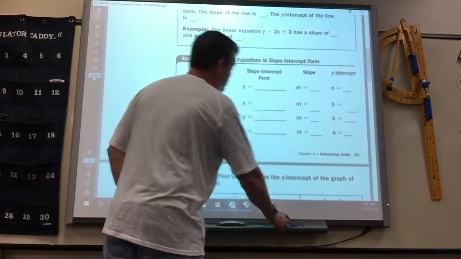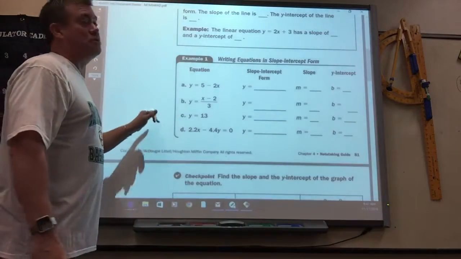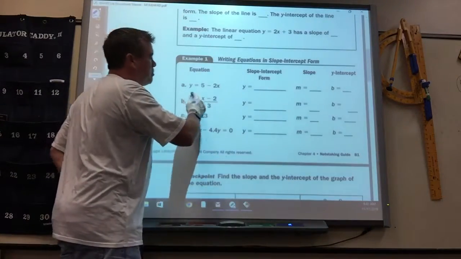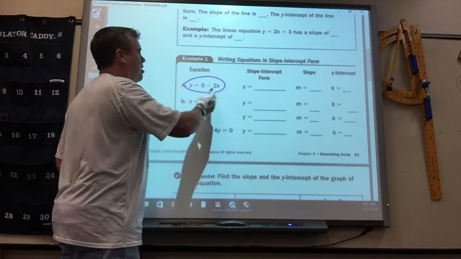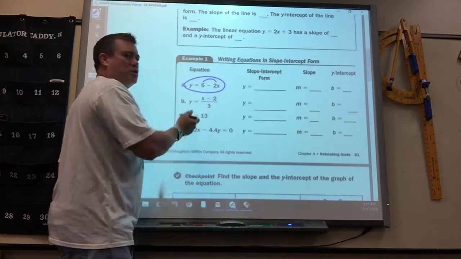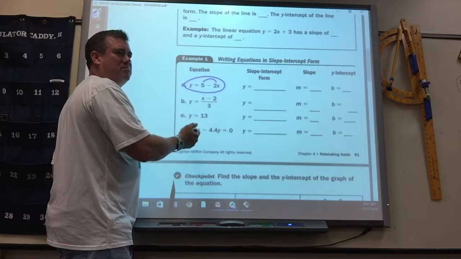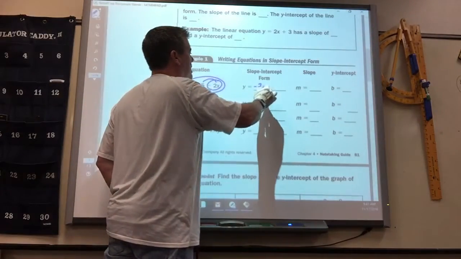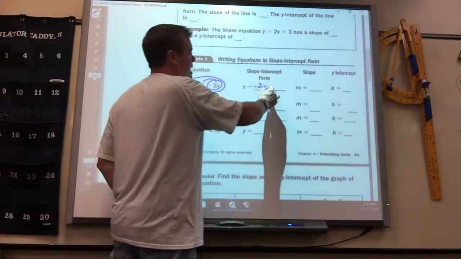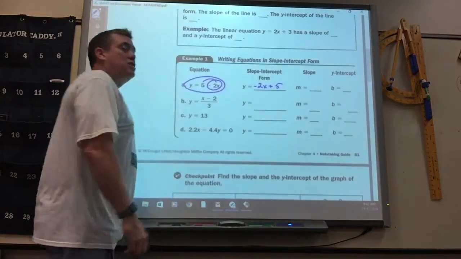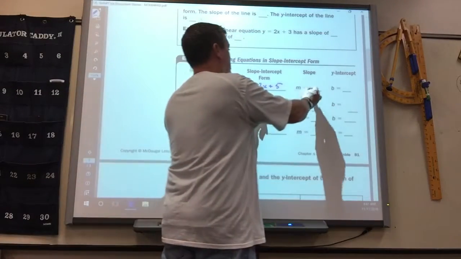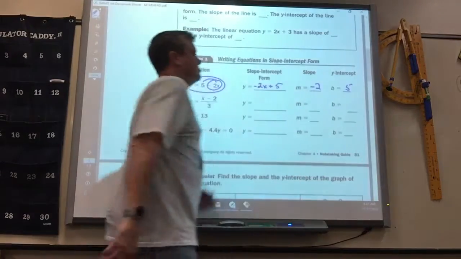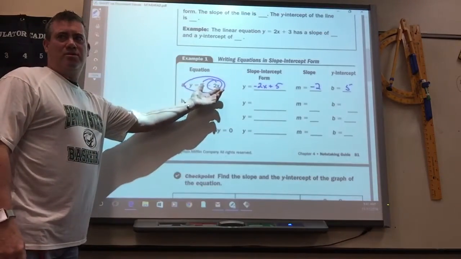Remember, the easiest way to tell what the slope is, is to write them in slope-intercept form. So this one pretty much is slope-intercept form. All they do is, those aren't in the mx plus b form. It's y equals, usually they put the x first, so it'd be negative 2x. And then that's a 5 with no sign in front of it, which means it's plus 5. So the slope is negative 2. The y-intercept is 5.